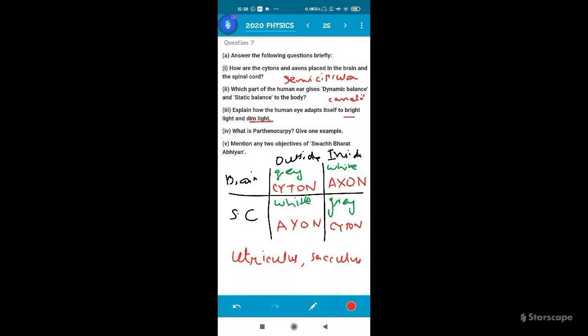So parthenocarpy is a procedure by which fruit is formed without actual fertilization. Without the meeting of the two gametes, we are still able to get the fruit, we are still able to get the product. So there are certain examples such as watermelon, banana, etc., in which parthenocarpy is induced.